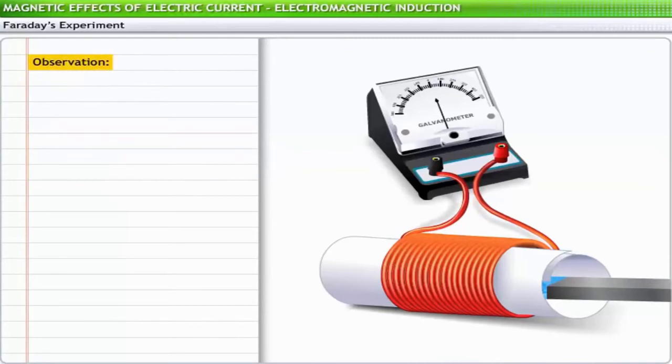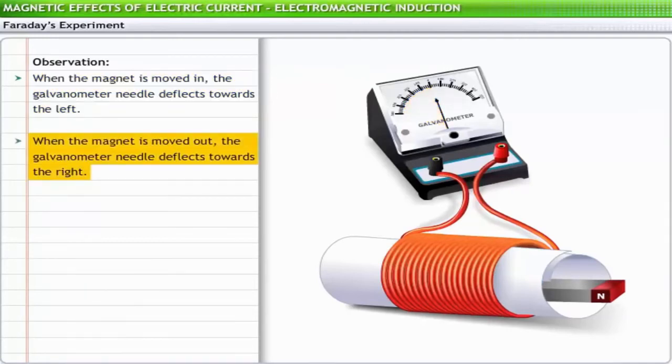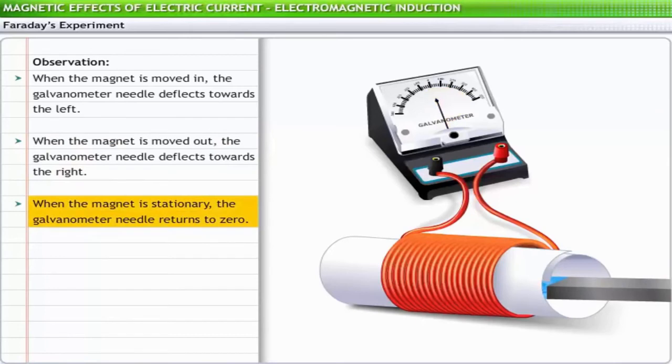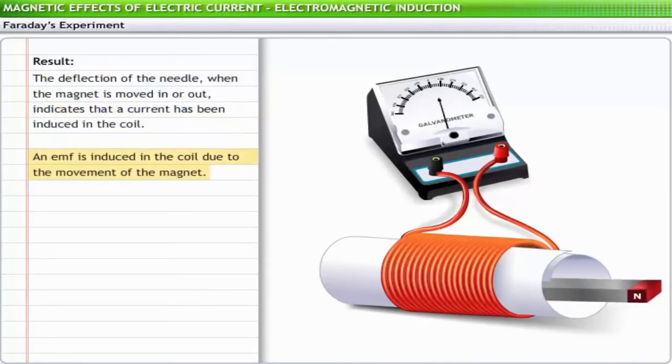We observe that when the magnet is moved in, the galvanometer needle deflects towards the left. When the magnet is moved out of the coil, the galvanometer needle deflects towards the right. If the magnet is not moved inside or outside the coil, meaning the magnet is stationary, the needle immediately returns to zero. The deflection of the needle, when the magnet is moved in or out, indicates that a current has been induced in the coil. Thus, an EMF is induced in the coil due to the movement of the magnet.